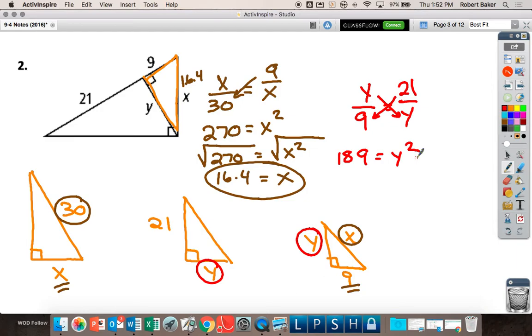To get rid of this Y squared, we need to do the square root of both sides. The square root of Y squared is Y, and we're waiting on Siri to tell us. 13.7. Siri says that the square root of 189 is 13.7.